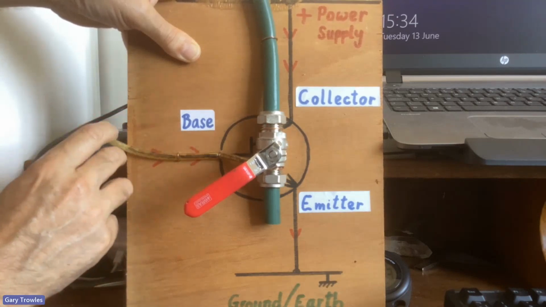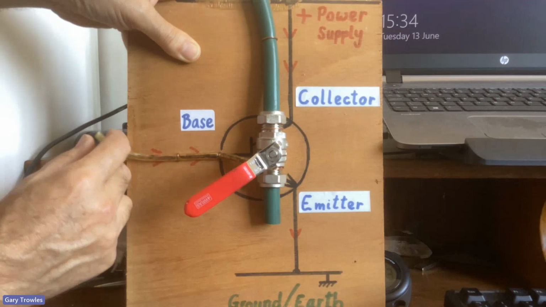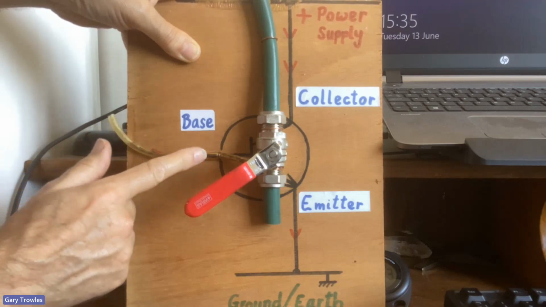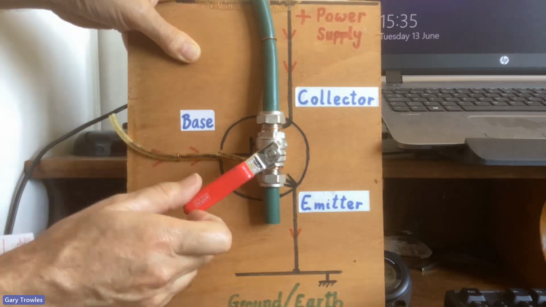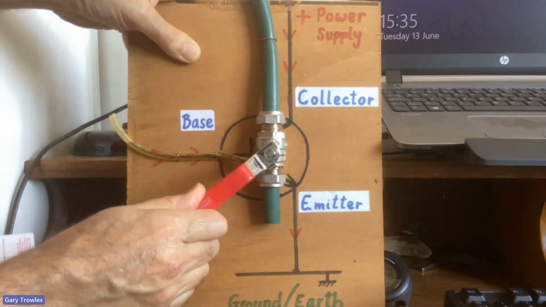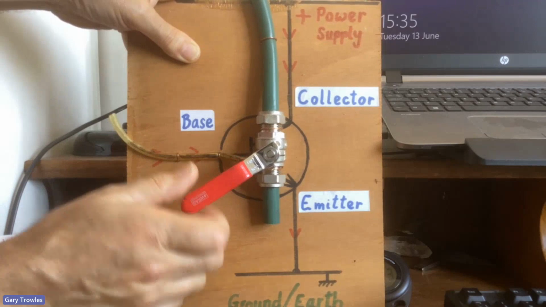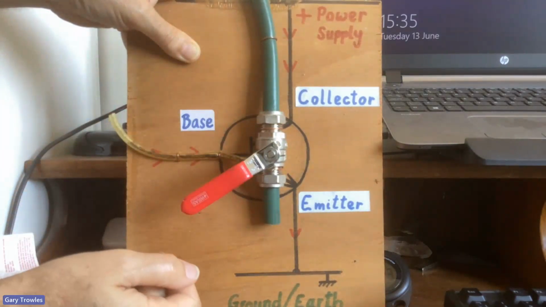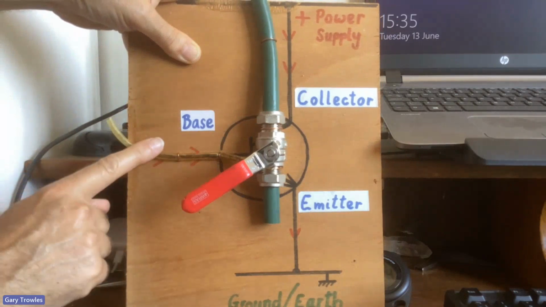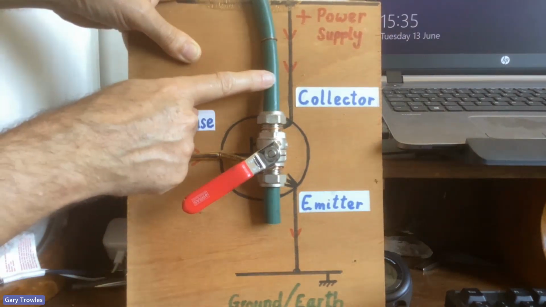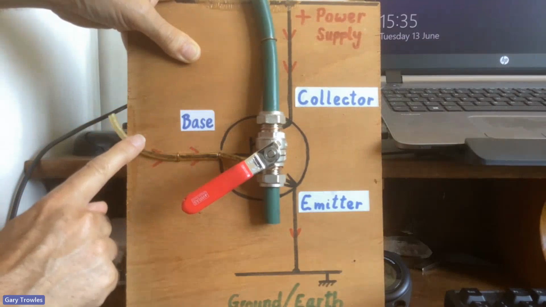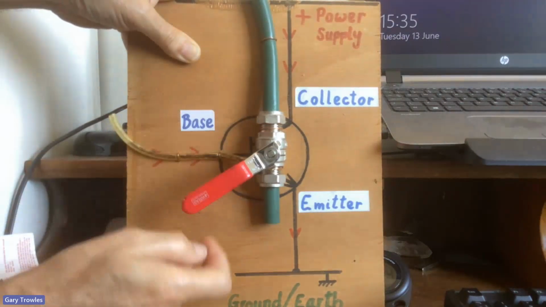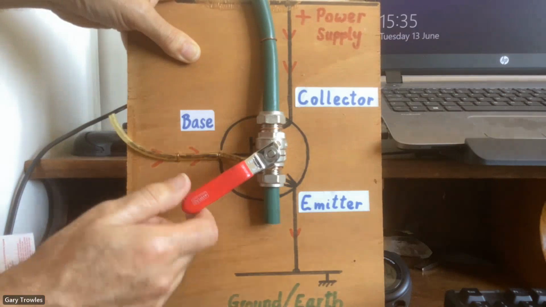And so we could connect this connection here to a microphone where a small change in somebody's voice would cause a small change in voltage here, which would then cause a large change in current through the collector. So we could put a microphone on here, a loudspeaker in this circuit, and we would amplify somebody's voice by the control of the current flowing through the transistor.